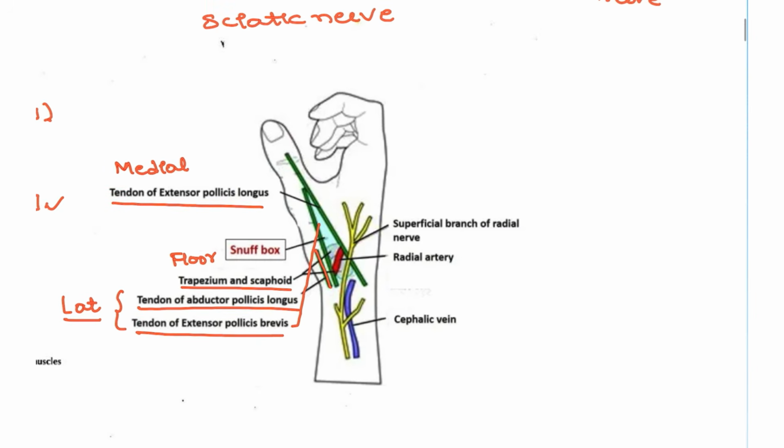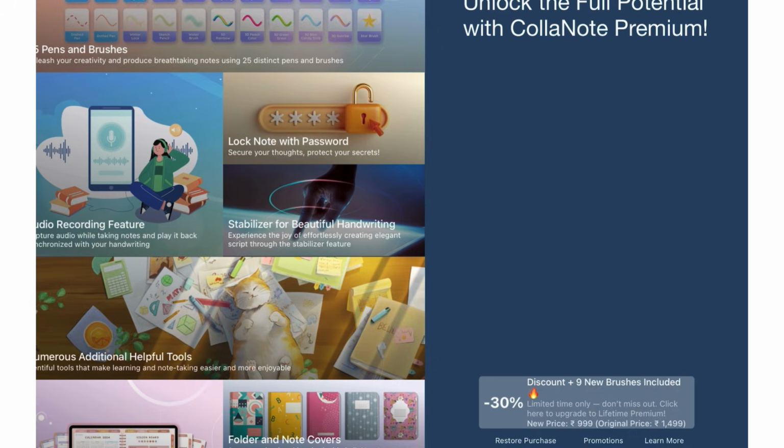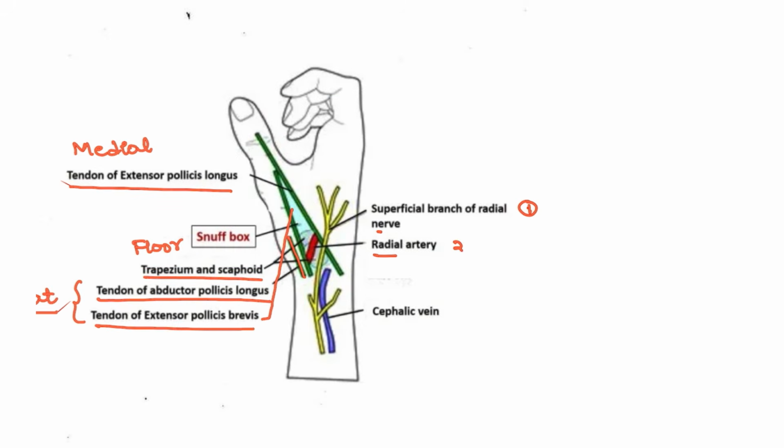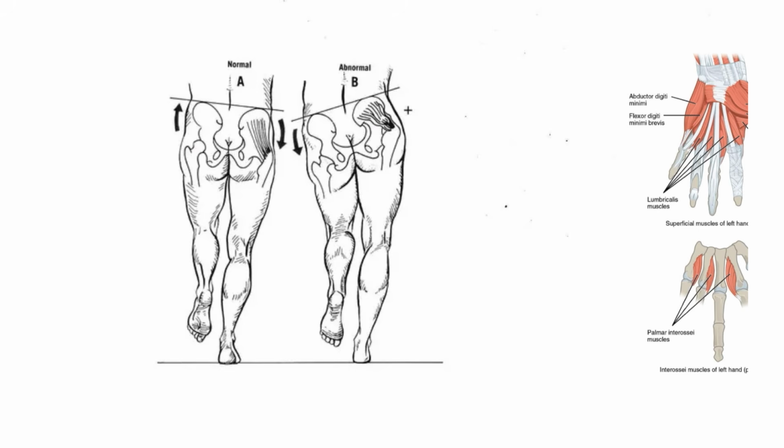And what is the content of this snuffbox, and what is the importance? The contents of the snuffbox are the superficial radial nerve, the radial artery, and also the cephalic vein. These three structures will be present. You can feel the pulse from the radial artery. And what is the importance? If there is a fracture of the scaphoid, the patient will suffer from pain at the anatomical snuffbox, and it is also important for checking the pulsations. Next, moving on, here you can see this is a common test that has been asked in the examination.